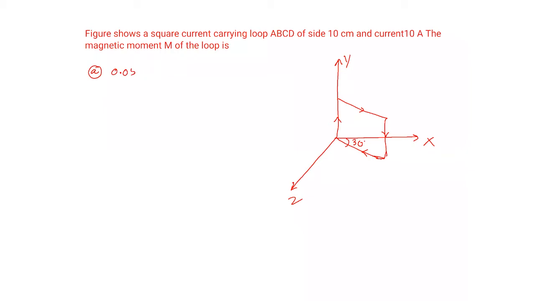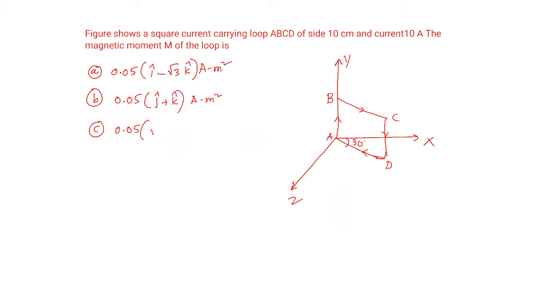So 0.05, this is ABCD, A, B, C, D: (I cap minus root 3 K cap) ampere meter square; 0.05 (J cap plus K cap) ampere meter square; 0.05 (root 3 I cap plus K cap) ampere into meter square; and (I cap plus K cap) ampere meter square. Okay, so do that, children.